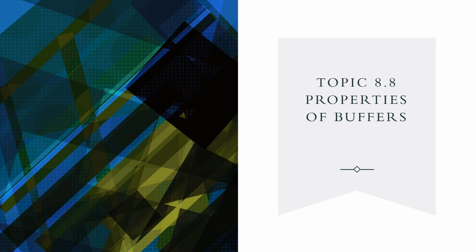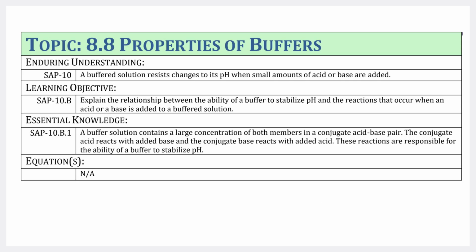Hi guys, this is topic 8.8, properties of buffers. The learning objective for this particular topic is to be able to explain the relationship between the ability of a buffer to stabilize pH and the reactions that occur when an acid or base is added to a buffered solution.